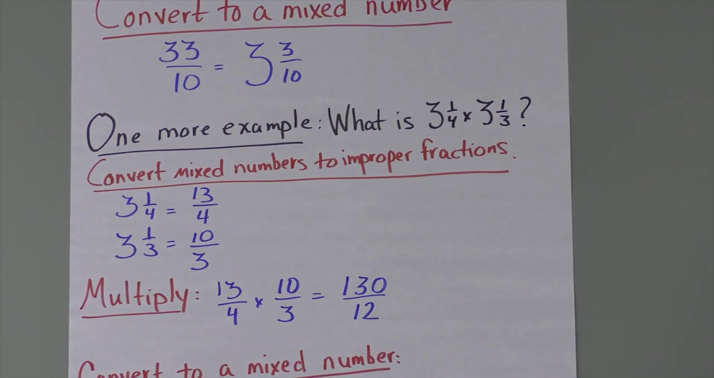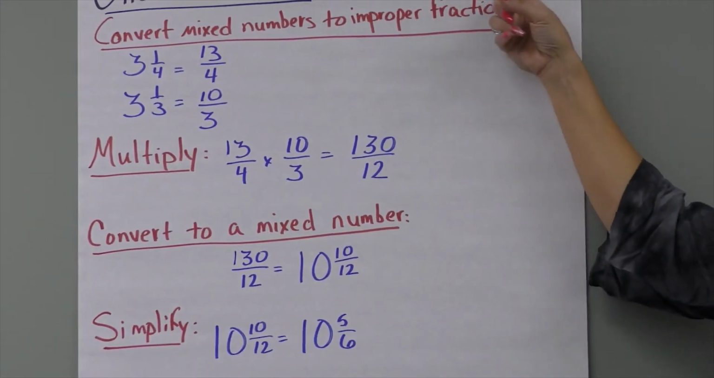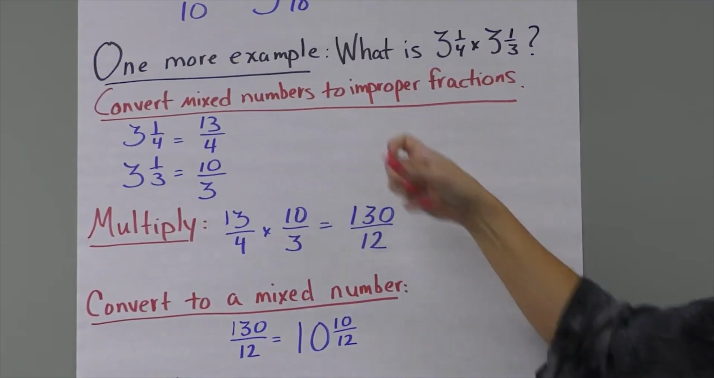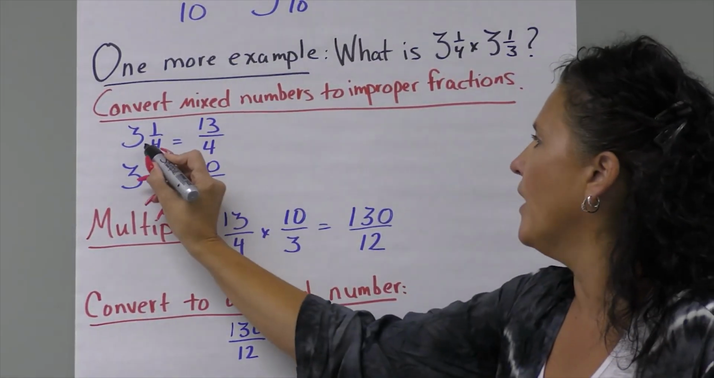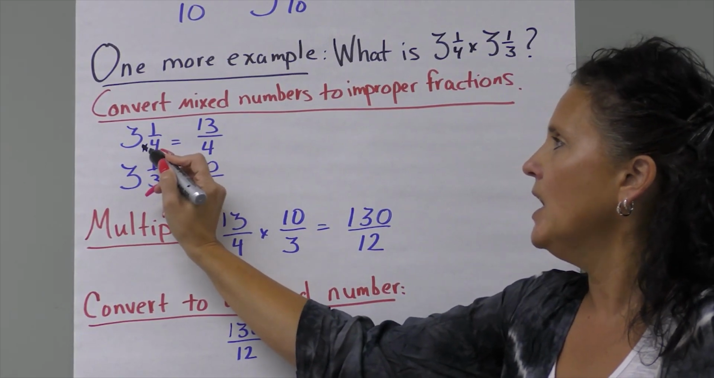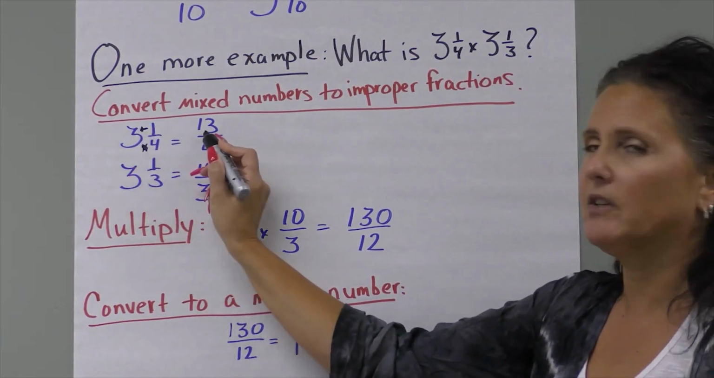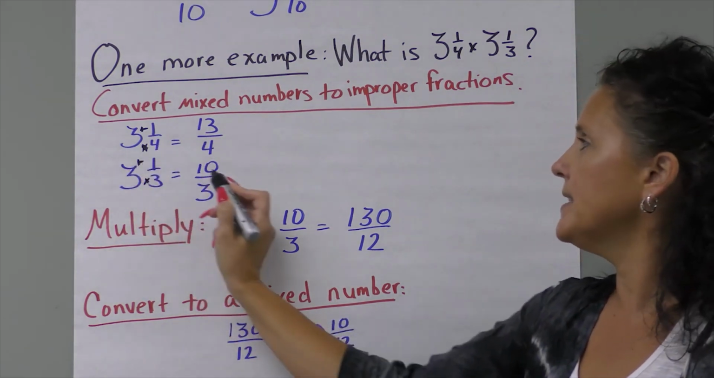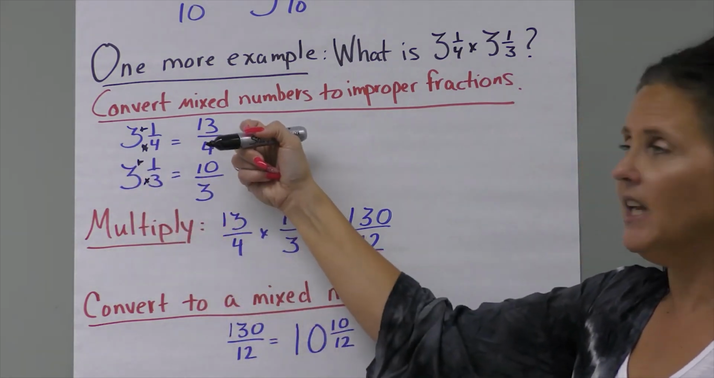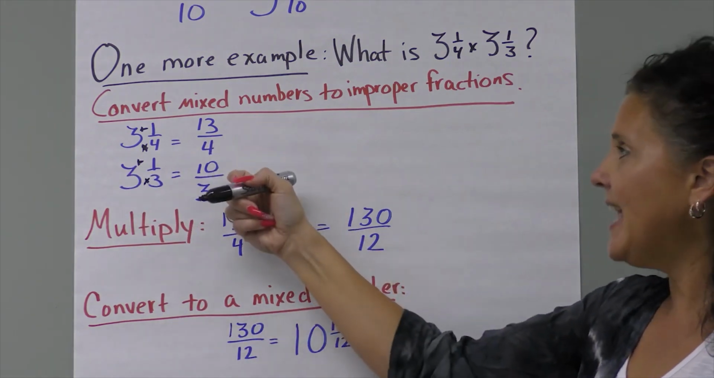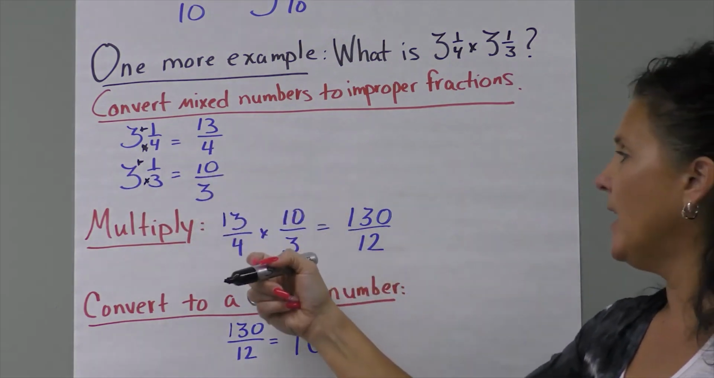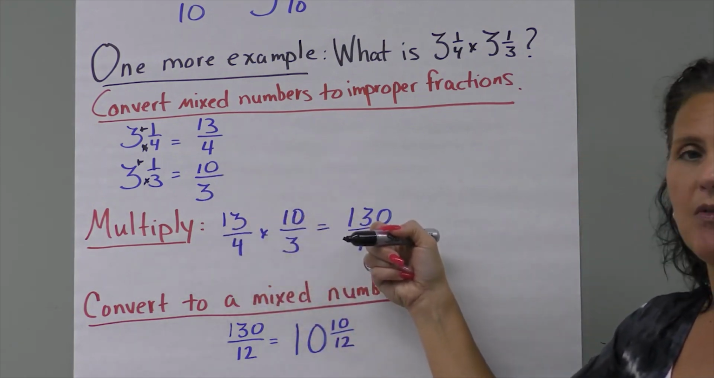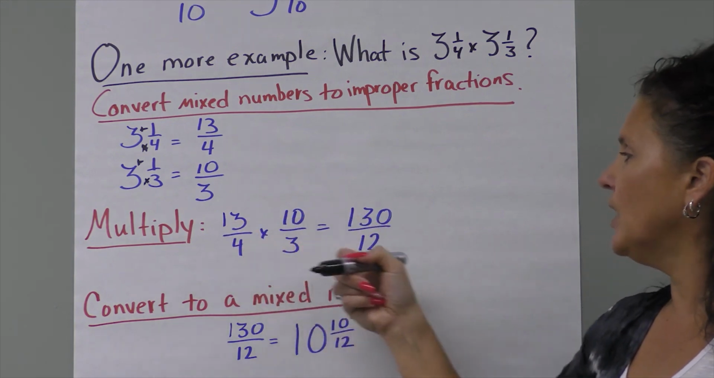Our last example is 3 1/4 times 3 1/3. Let's make these into improper fractions, convert our mixed numbers. I did this the same way. 3 times 4, right here, is 12, plus 1 is 13. 3 times 3 is 9, plus 1 is 10. So we have 13/4 and 10/3. Now we can multiply. We multiply the numerators. 13 times 10 is 130. 4 times 3 is 12.